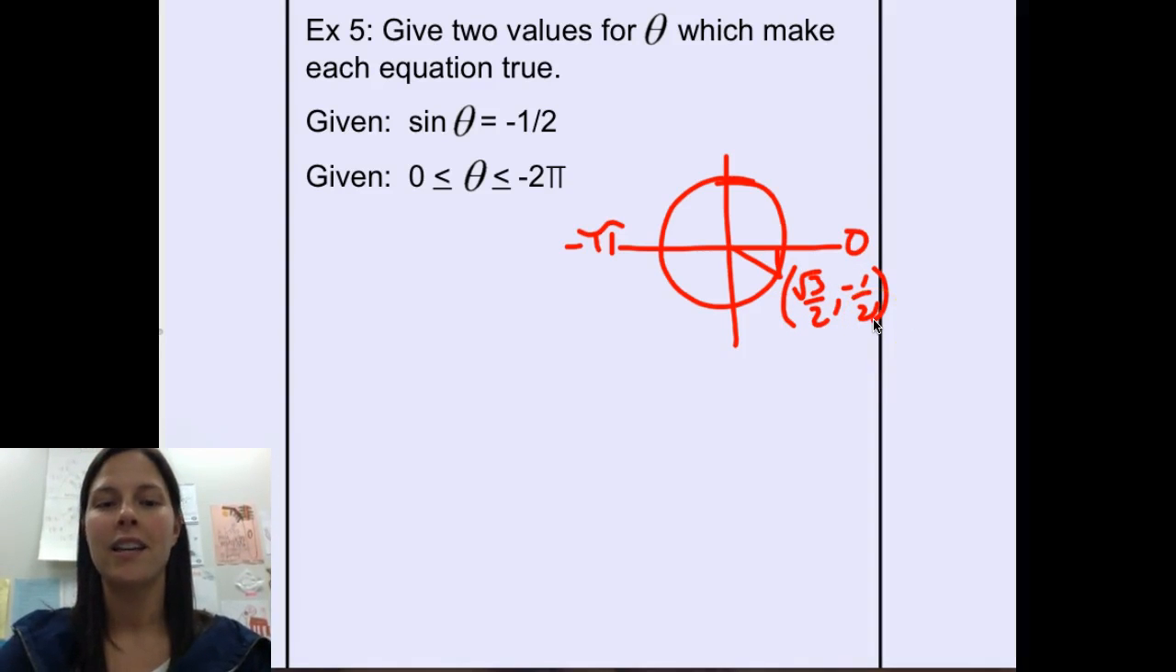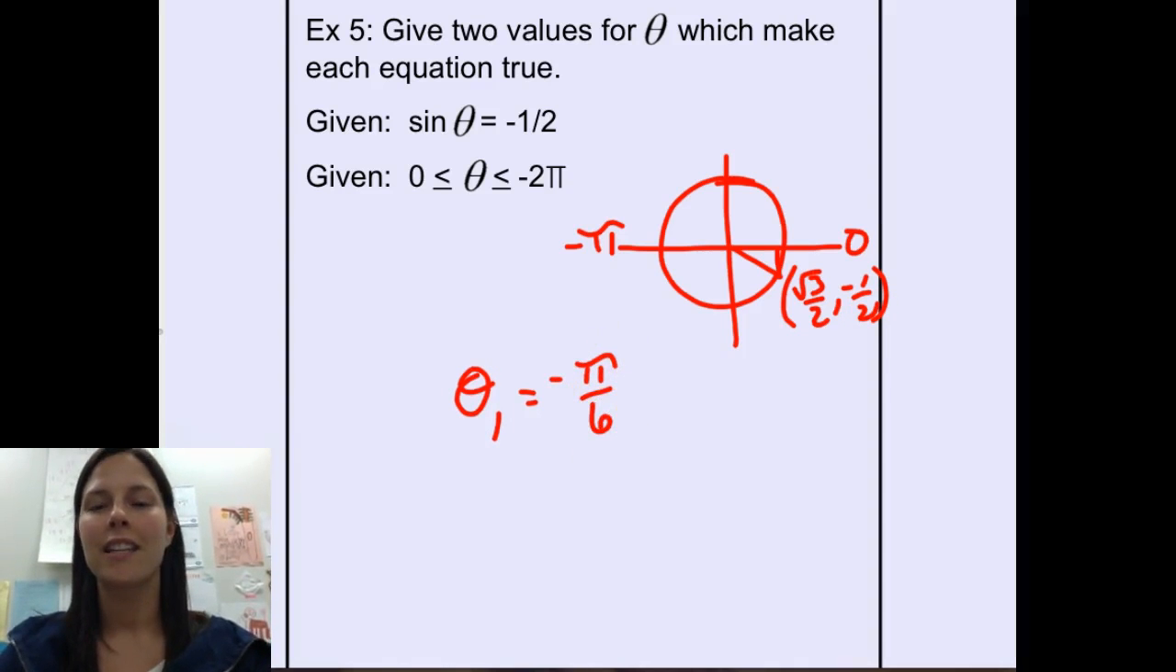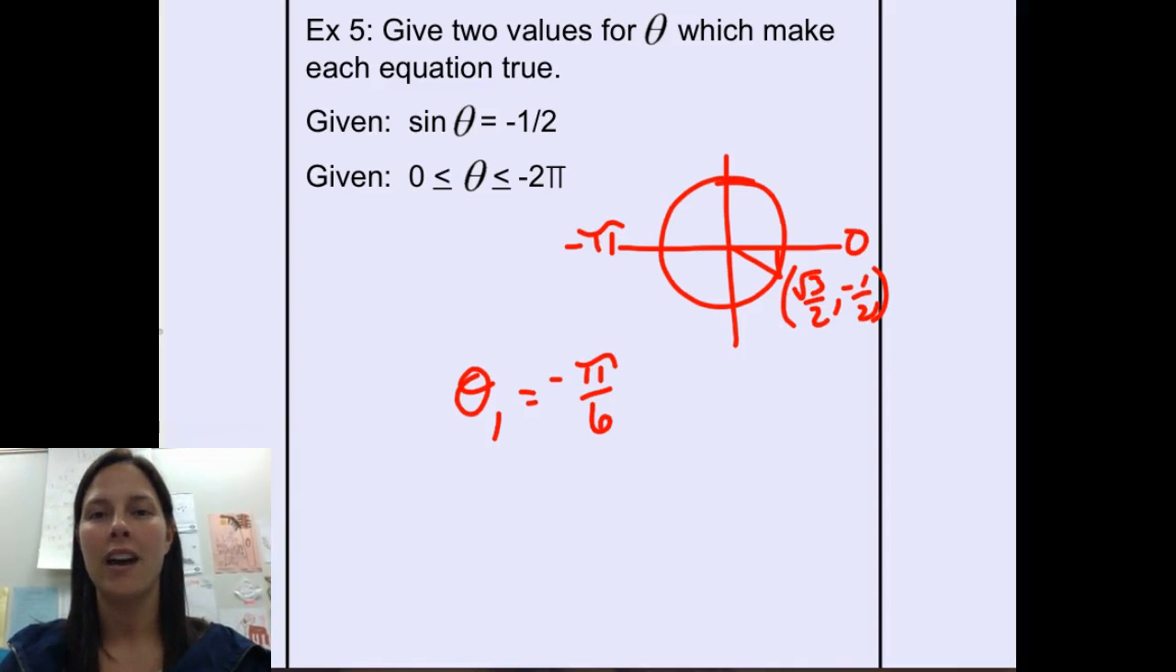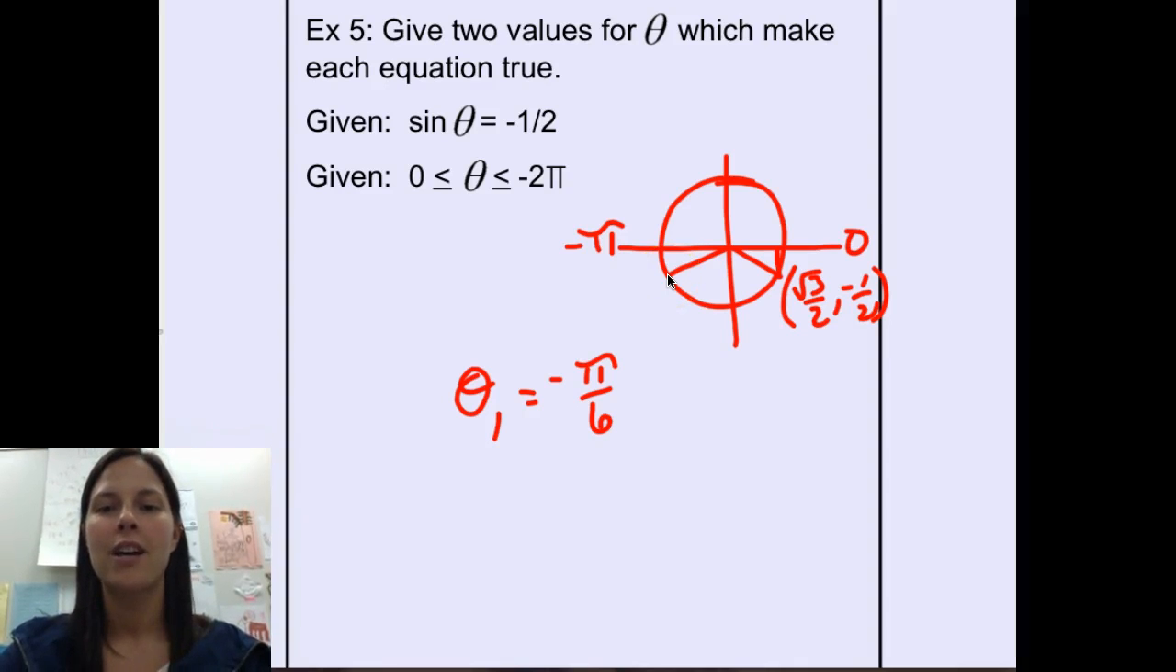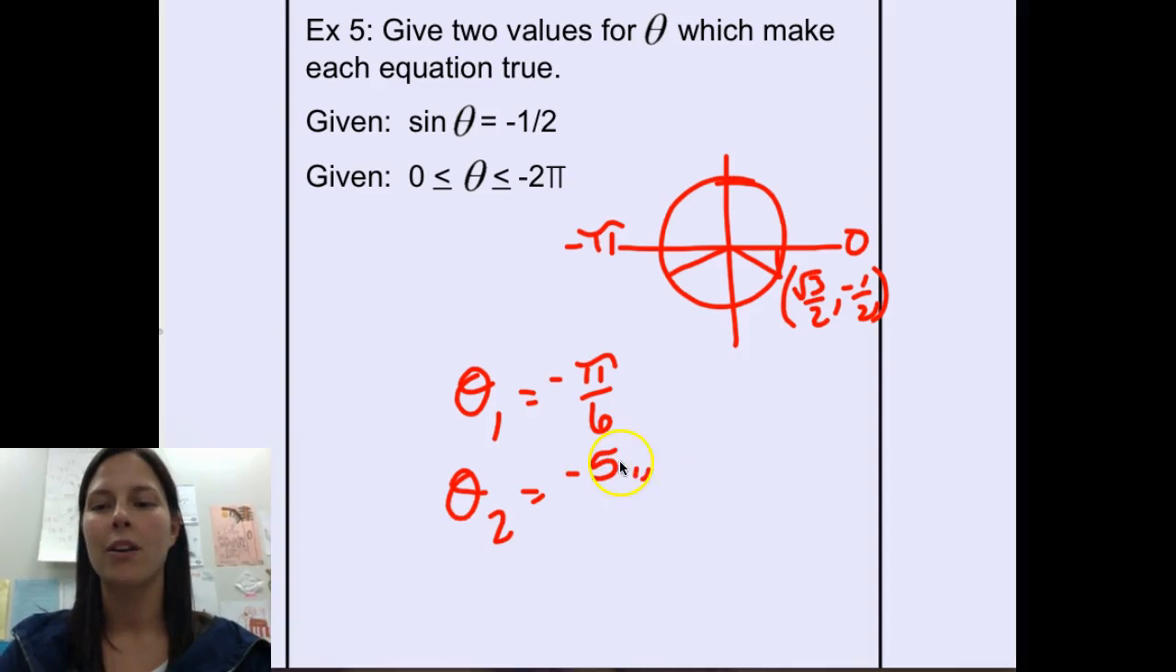In this case, our first theta value is -pi over 6. That is the angle that is closer to the x-axis. So that's the angle that gives us a sine of 1/2. Depending on the quadrant, it could be negative. In our case, it is. Over in the third quadrant, again, I want to be closer to the x-axis. So that value, my second value that makes this true, is -5 pi over 6.